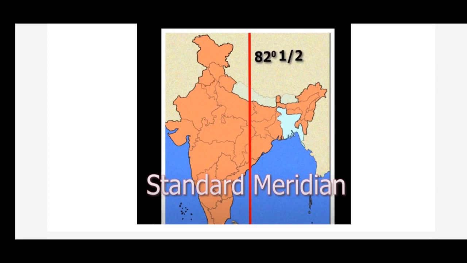So our local time is our standard time. But every place has its own local time and standard time. They follow standard time to avoid confusion of flight timings and train timings like that.